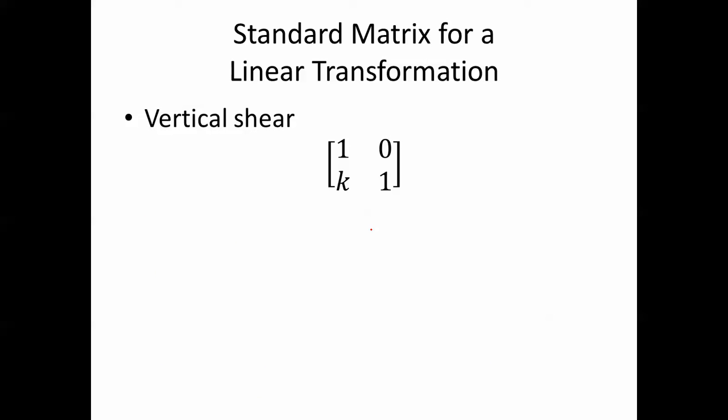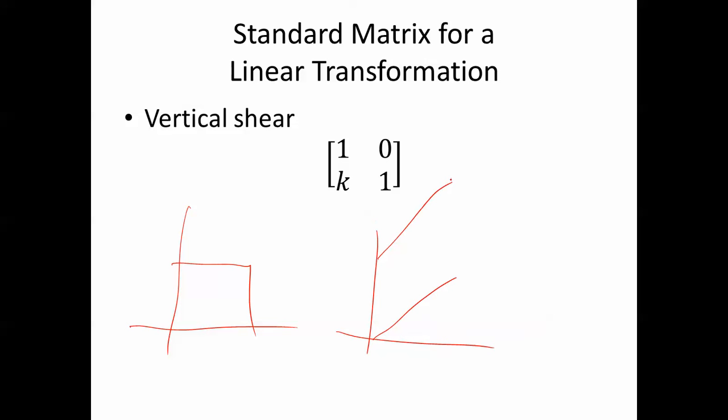Vertical shear in the same way. For a vertical shear, you start off with a square that looks like this. A vertical shear would end up giving you a square that looks like this. Okay, and again, that's where this distance k is your factor.